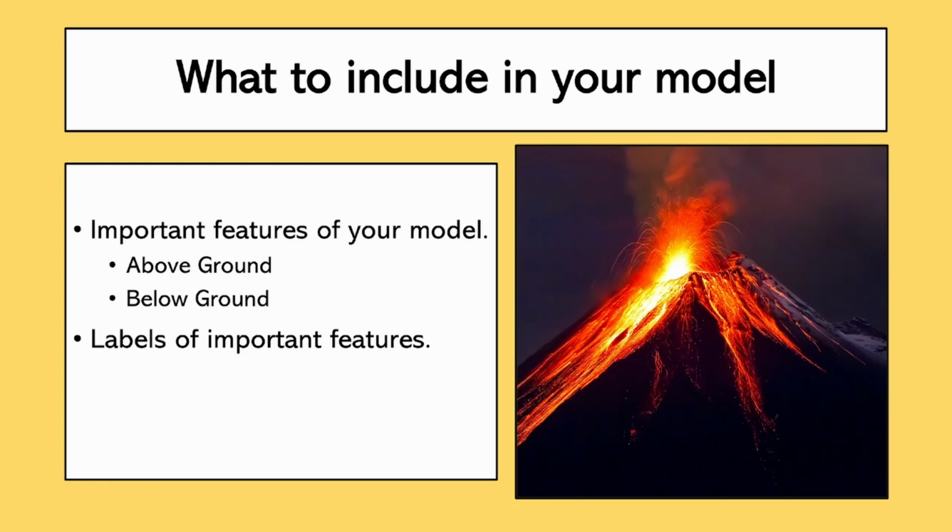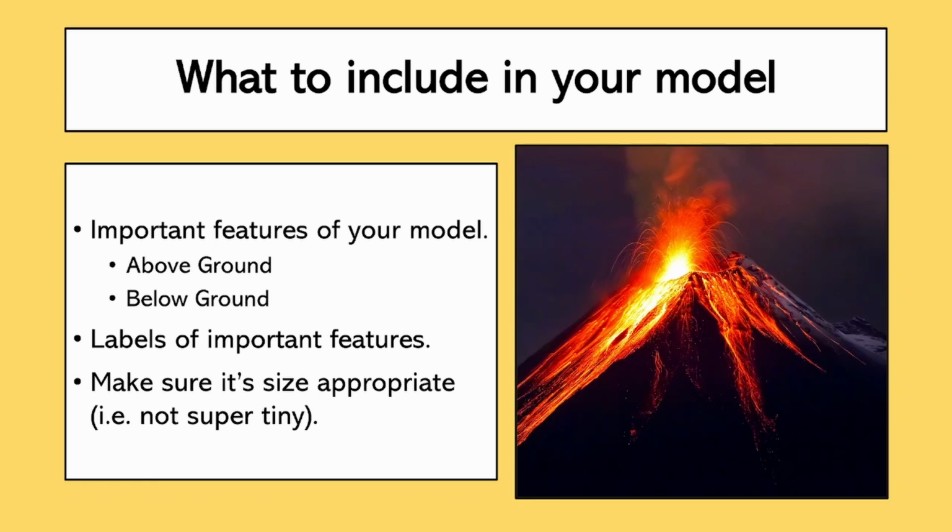Now you need to make sure that you're labeling all of the important features. Anything that you deem important, make sure you put a label on it so that the people marking it, your teachers, can look at it and go, okay, we can see that John Smith has had a look at this and has actually identified the areas that they've included in their model. You've also got to make sure that your model is size appropriate. Make sure that it's not super tiny, like a matchbox size, but also not too big, like the size of your house. Make it about the size of a shoebox, or maybe a little bit bigger or smaller, depending on the resources you have access to. But make sure that it's size appropriate because when it comes to submitting your information on it, that's where it's going to be important.